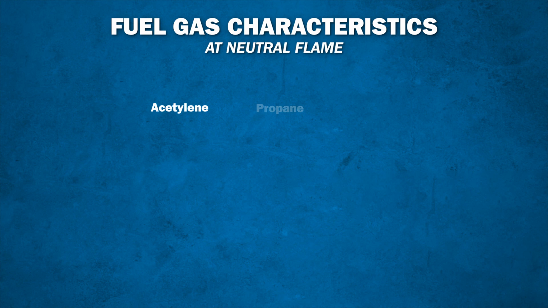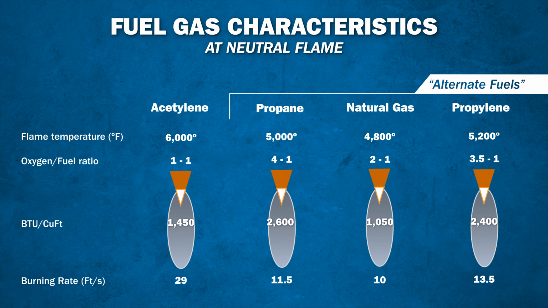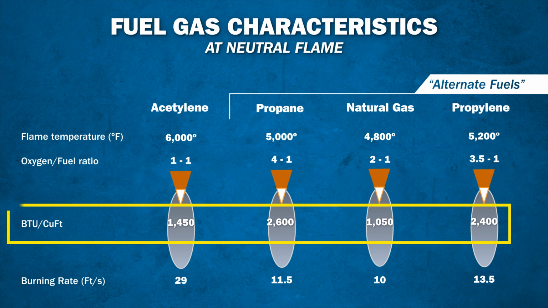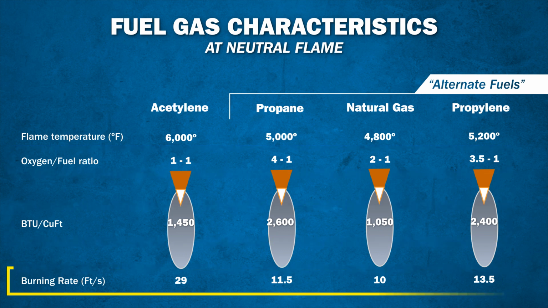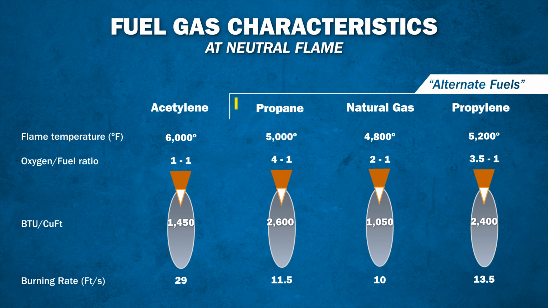There are four main types of gases that are used in Oxy-Fuel operations, including acetylene, propane, natural gas, and propylene. Each has their own unique characteristics and advantages or disadvantages depending on the application. Each gas choice also varies regarding its temperature at neutral flame, mixing ratio with oxygen, heat output measured by BTUs, and burning rate. Alternate fuels can also have cylinder withdrawal limitations, but some of the hazards associated with acetylene do not exist.